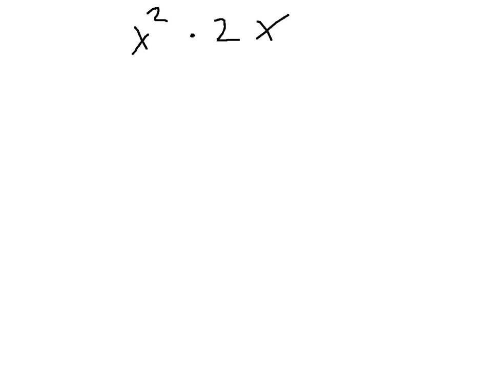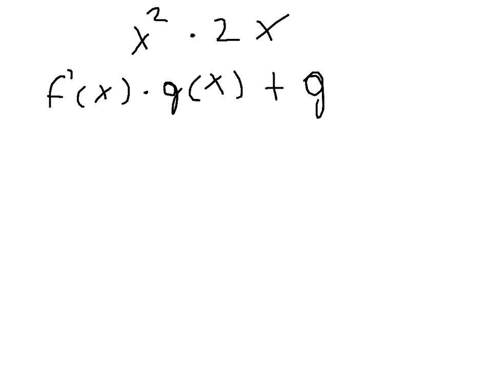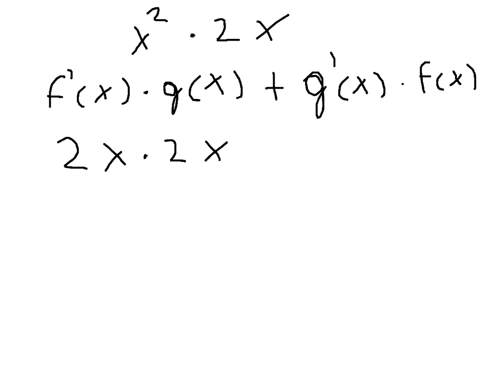So it would be f prime of x times g of x plus g prime of x times f of x. So it would just look like this. Take the derivative of x squared, which is 2x, times g of x, which is just 2x, plus the derivative of 2x, which is 2, times x squared. And that's how you get the derivative.